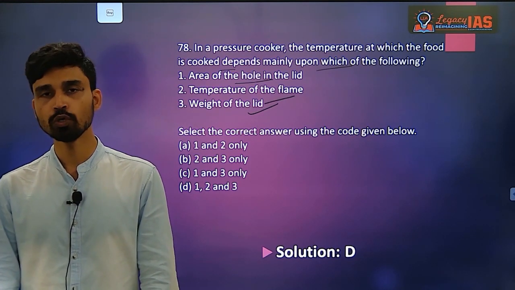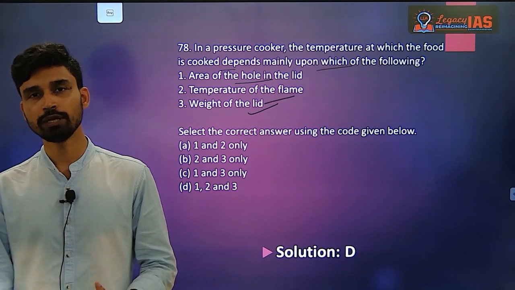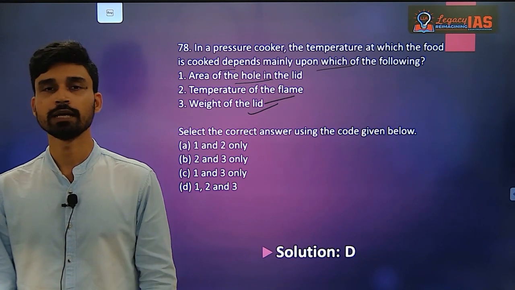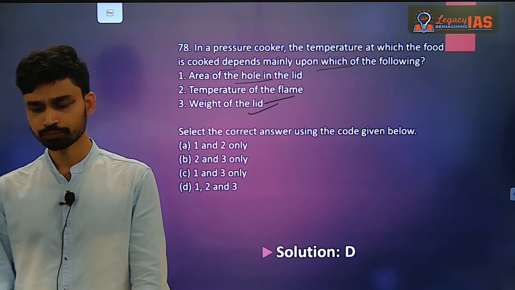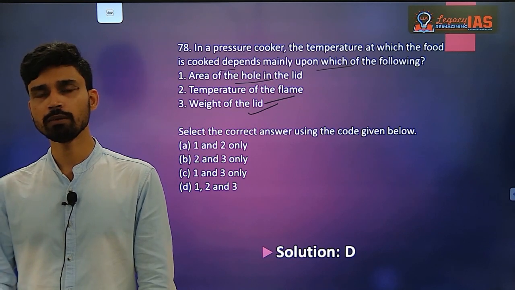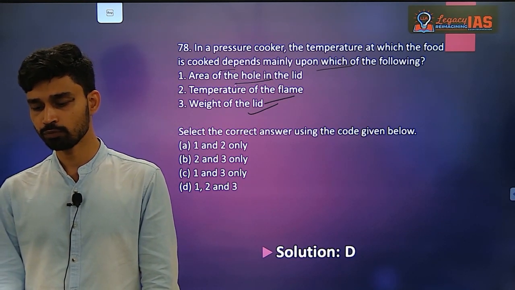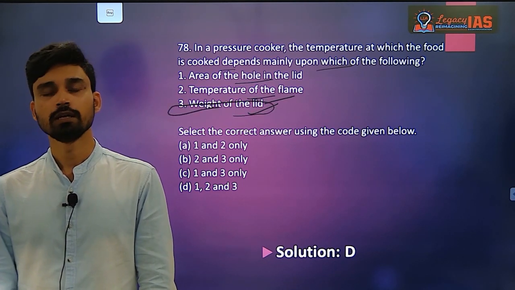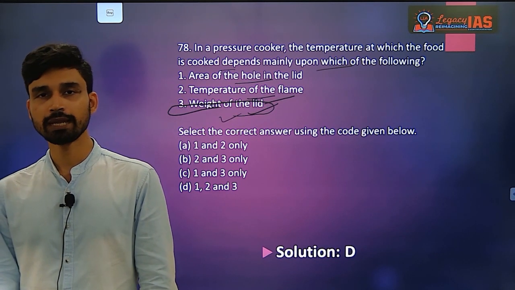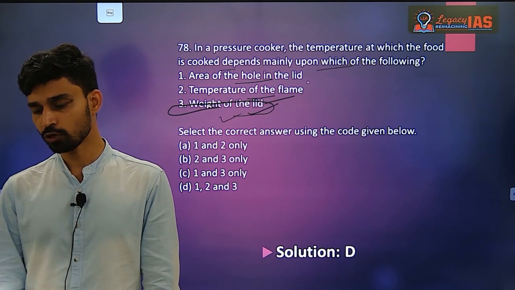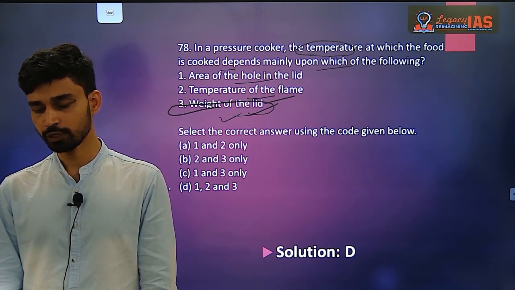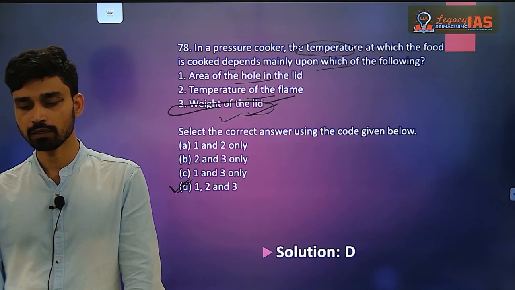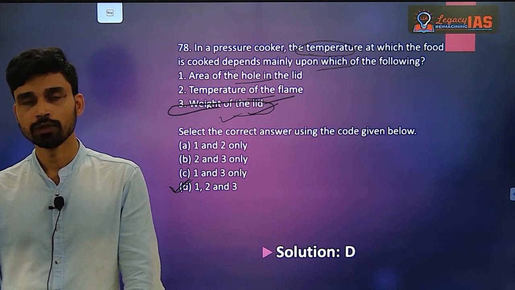So, if area of the hole in lid is small or big, then what will happen? The vapor that is being generated due to heat, if the lid hole is very large, then vapor can be released very fast and sufficient vapor will not be available inside the pressure cooker. So, time taken for food and temperature will be relatively higher. Similarly, temperature of flame obviously is directly influencing the temperature, and third is the weight of the lid. Again, weight can change the pressure in the pressure cooker and that can also affect the temperature for the cooking of the food. So, the correct option will be 1, 2 and 3. All 3 can affect the temperature for the cooking of food.